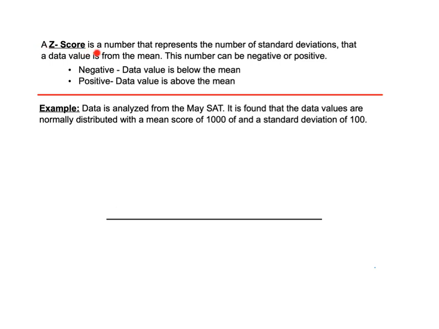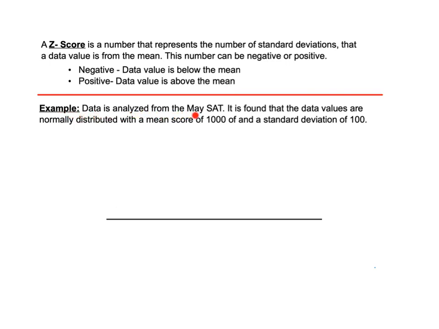So a z-score is a number that represents the number of standard deviations that a data value is from the mean. This number can either be positive or negative. Like we discussed before, negative means data values that are below the mean, and positive means data values that are above the mean. So here's an example.